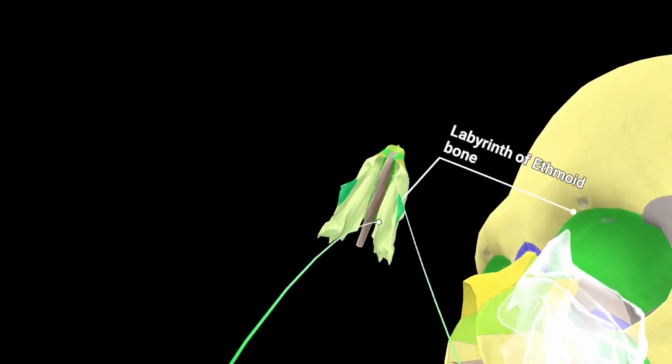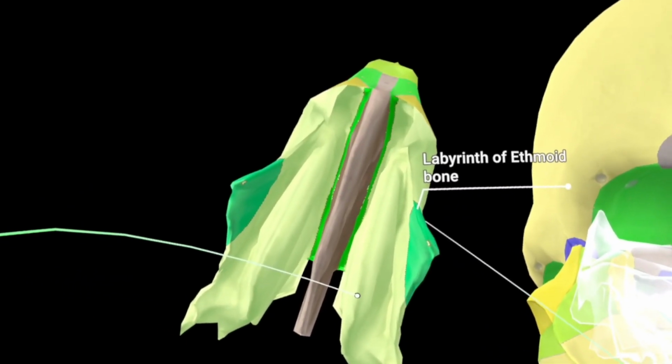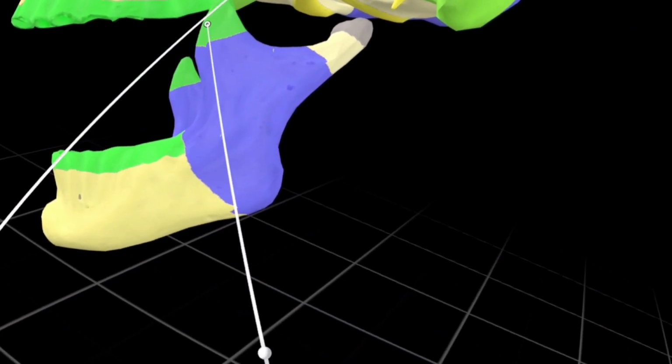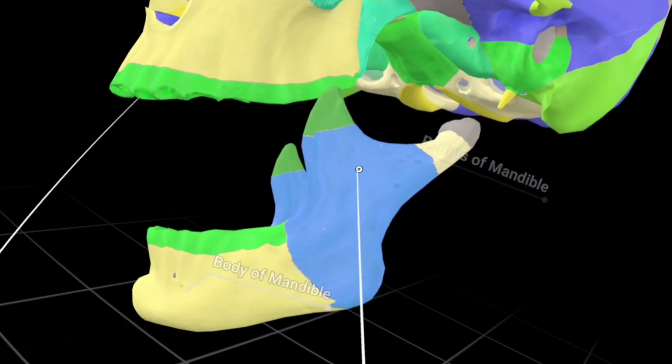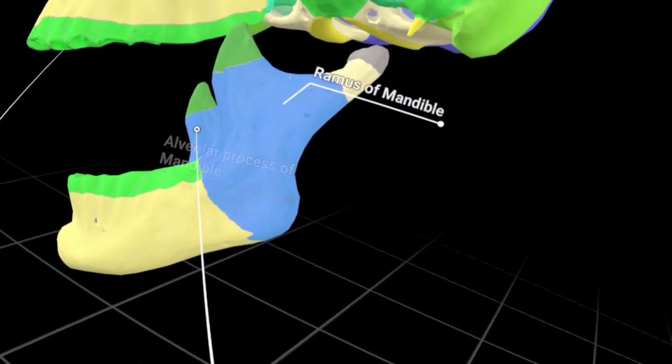Here it's called the labyrinth of the ethmoid bone. It's Greek for sieve. They thought it looked like a sieve. Next we're going to look at the mandible. The mandible, that's the lower jaw.